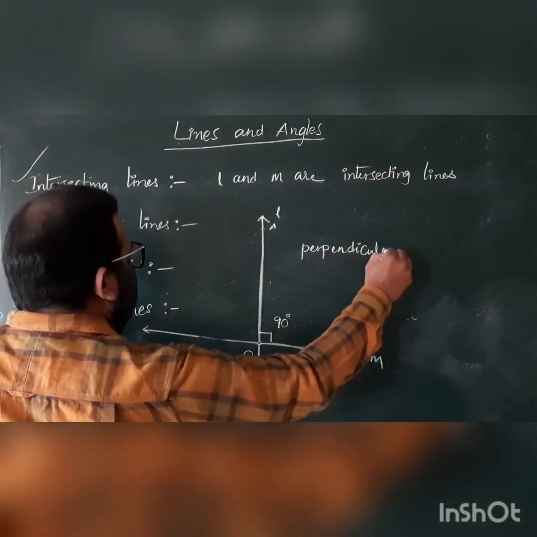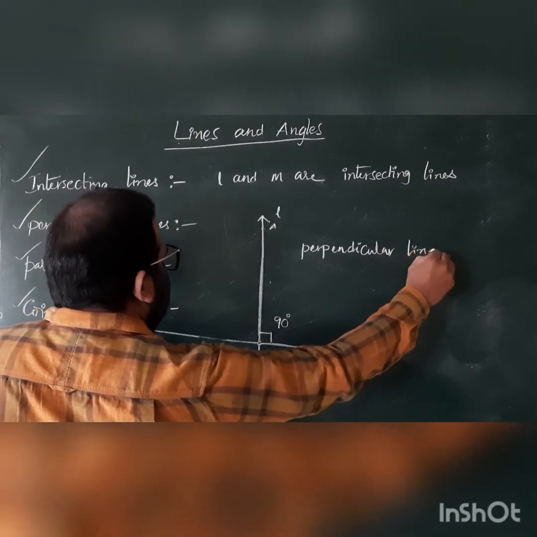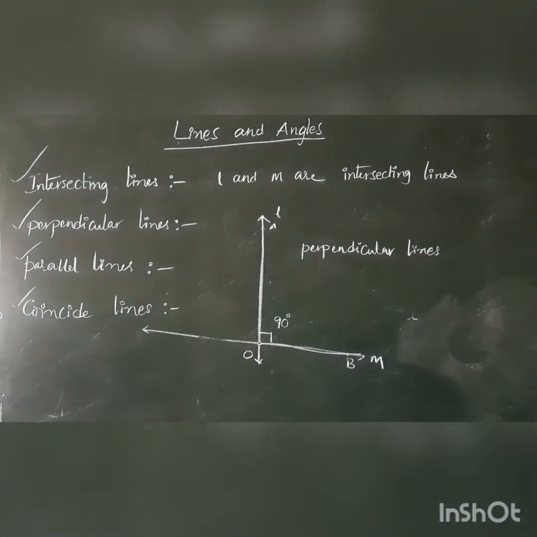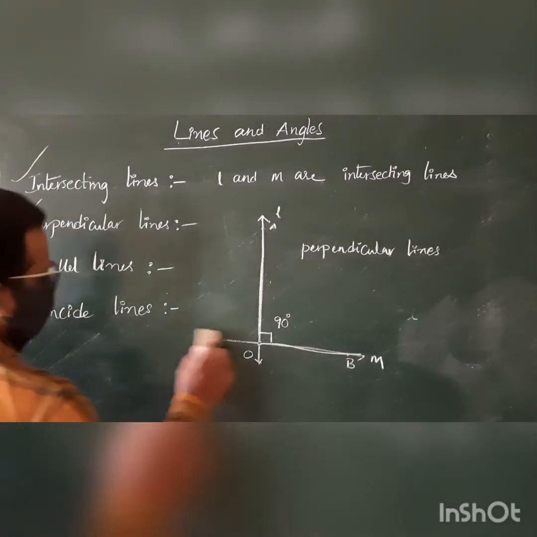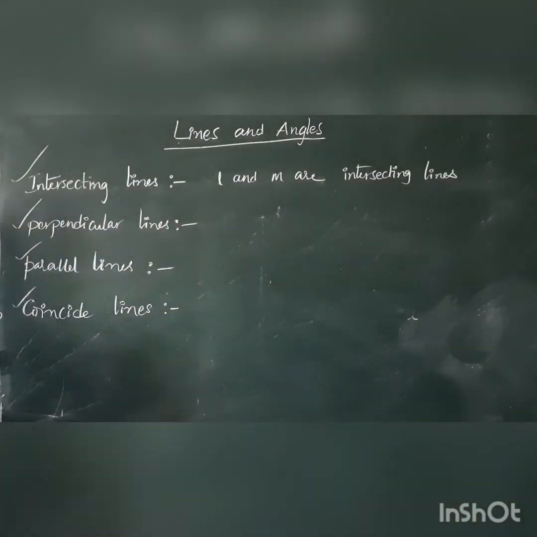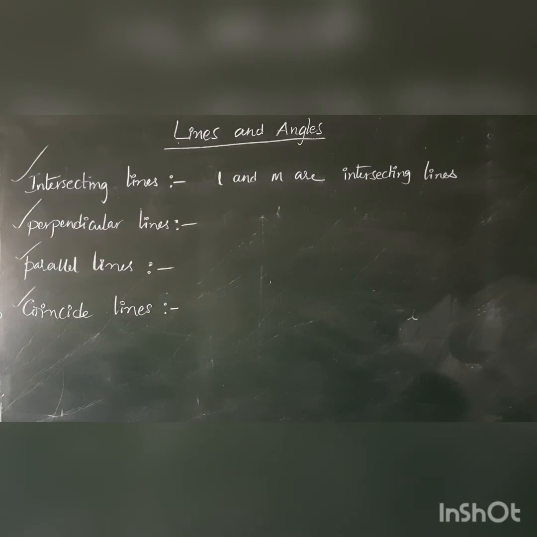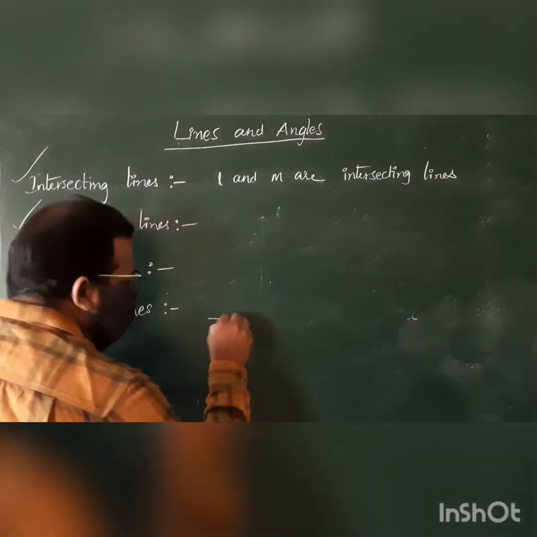How can we identify perpendicular lines? If two lines intersect each other, making an angle of 90 degrees, then those two lines are called perpendicular lines. Okay? Now coming to parallel lines. Till now we have learned about intersecting lines and perpendicular lines. In these two conditions we have seen that two lines touch each other. Now coming to parallel lines, lines will not touch each other at any point.